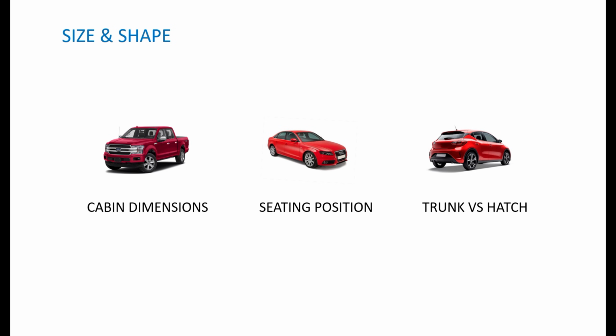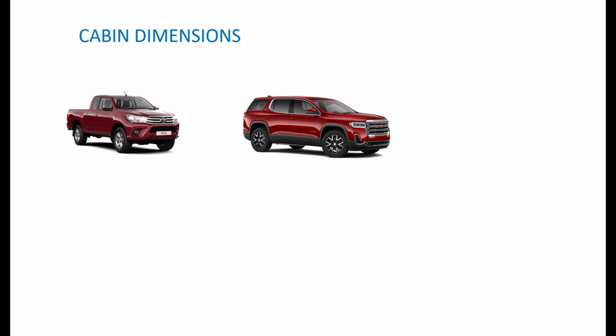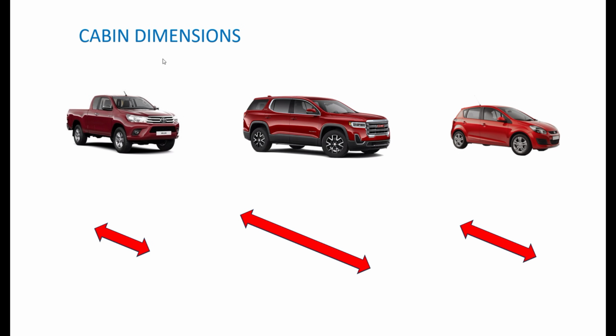So let's start by having a look at the first one, which is the cabin dimensions. And so I'm going to use just an example here. So I'm going to take a single cabin pickup, a large SUV and a small hatchback, right? Just to explain cabin dimensions and how they kind of differ. But if you think about it, each of these cars has a different cabin length. So if you think about the SUV, the length of the cabin, not from the front bumper to the rear bumper, but the cabin itself, right?